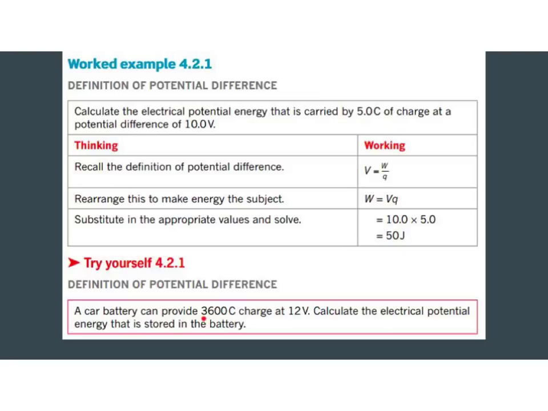So the battery can provide 3,600 coulombs of charge at 12 volts. Calculate the electric potential energy that is stored in the battery. So the electric potential energy stored in the battery if it passes this much charge through this potential difference. Pause the video, try and work it out, come back for the answer.